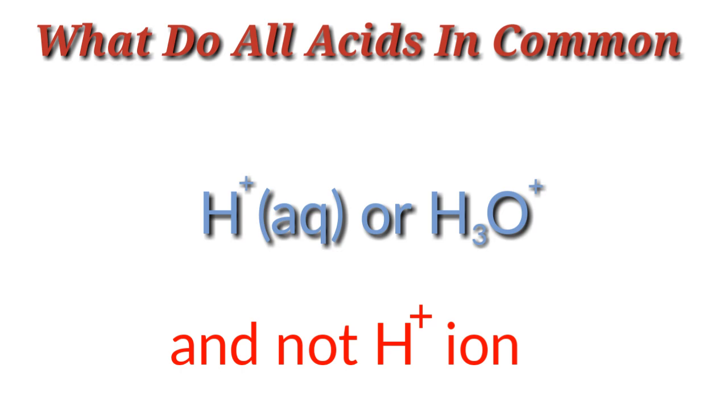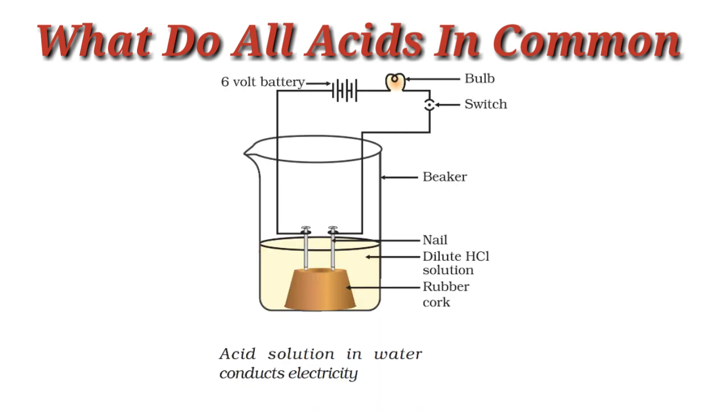Now we have to investigate whether all compounds containing hydrogen are acids. For that we have to take solutions of hydrochloric acid, sulfuric acid, glucose, alcohol, etc. Arrange cork and two nails just as shown in the figure. Connect the nails to the two terminals of a 6-volt battery through a bulb and a switch. Now pour some dilute hydrochloric acid in the beaker and switch on the current. The bulb will start glowing.